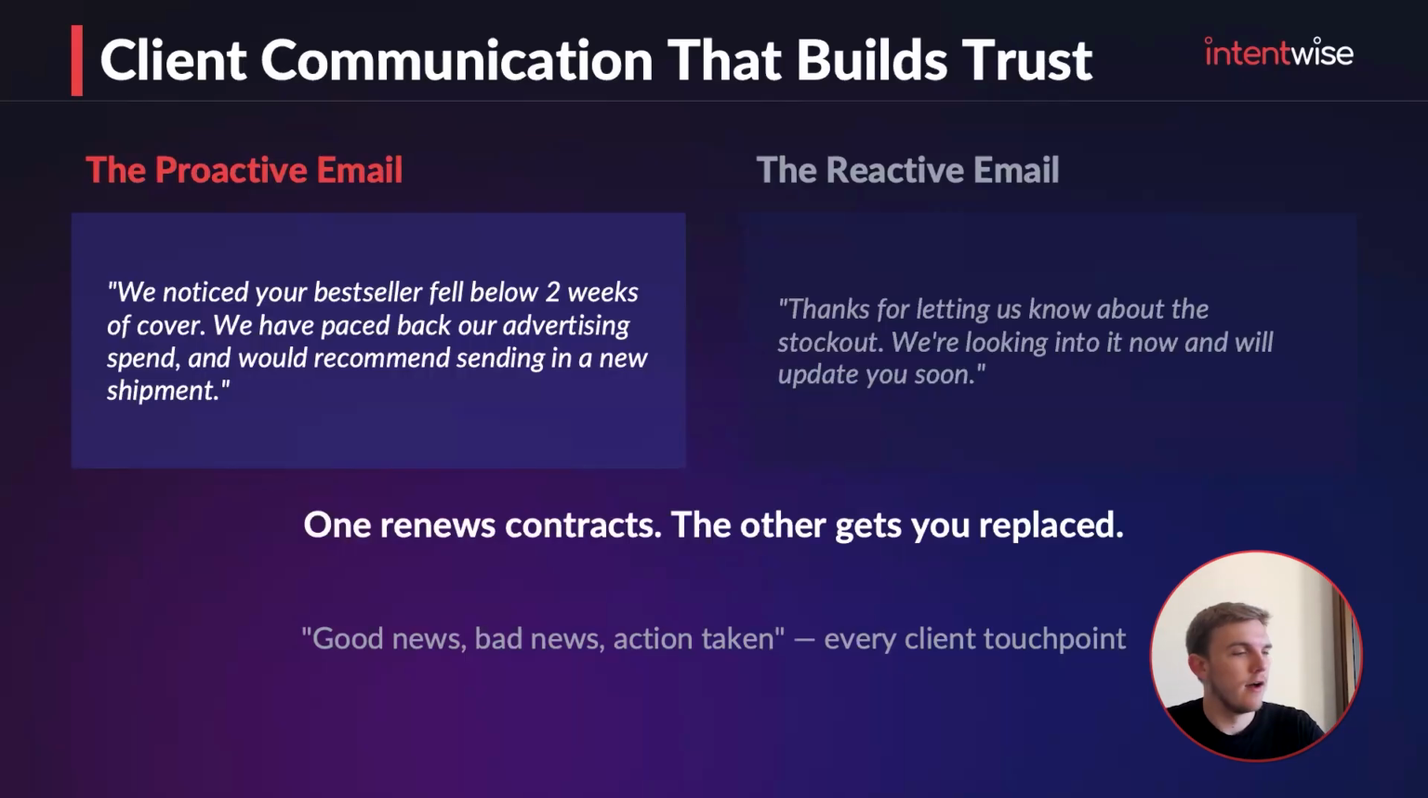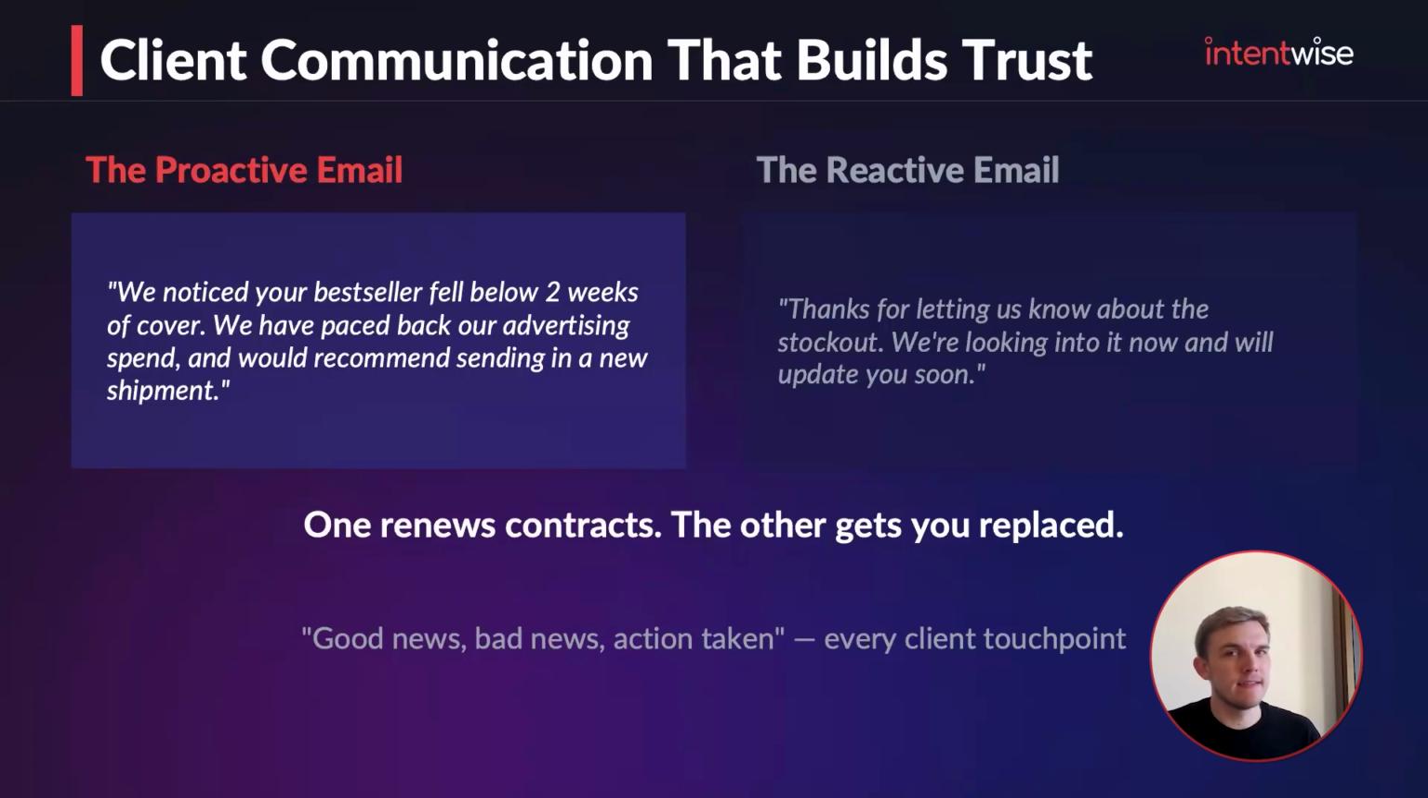So a proactive agency might say, hey, we noticed that your best seller is running low on weeks of cover. We've already paced back the advertising spend against it, and we would recommend sending in a new shipment as soon as possible so that we can bring our ad dollars back up. Or, hey, we noticed that this product had a big change in advertising spend week over week. It's not performing as well as we would hope. We're pacing that back, before your client comes to you and says, hey, our hero ASIN is out of stock. We need to pause ad dollars on it, right?